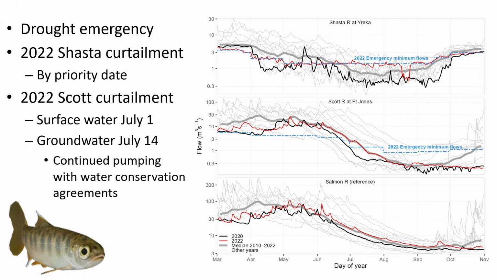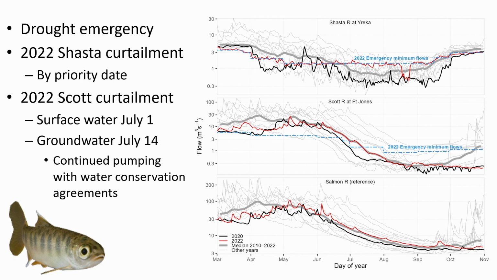And the water master, who manages the diversions in the system, when the river flow got too low, they would turn off progressively more and more junior rights until the river flows were met. So it worked pretty well in the Shasta.